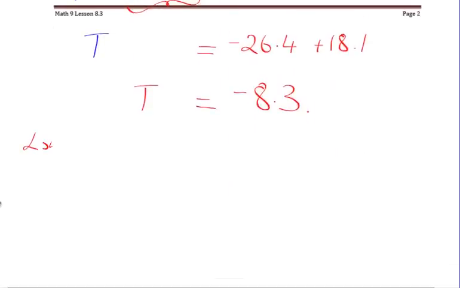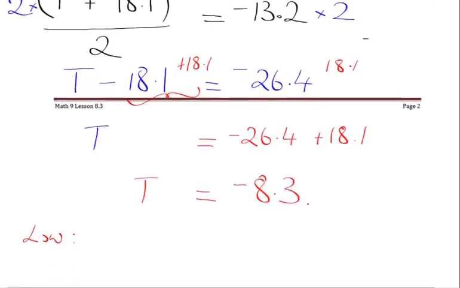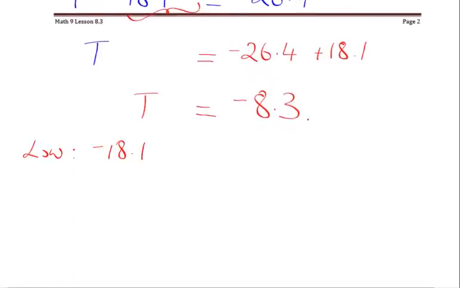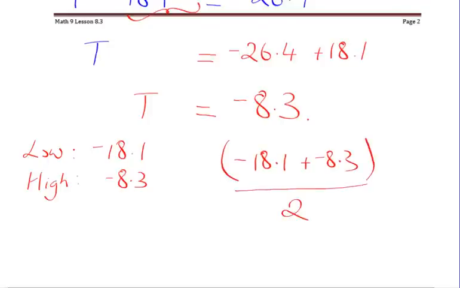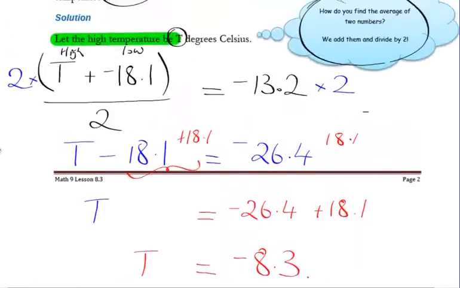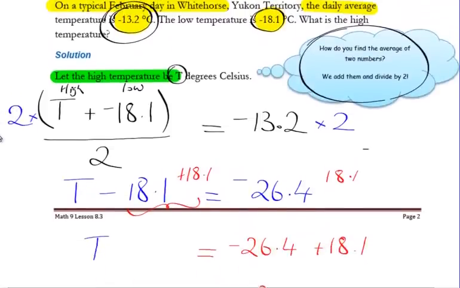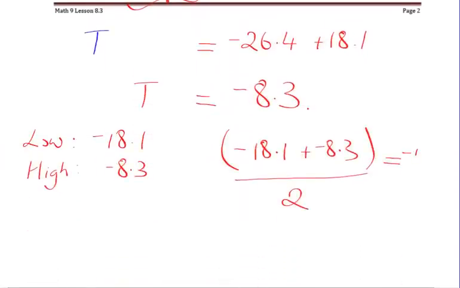Now, the low temperature of the day was negative 18.1. The high temperature for the day we've just determined to be equal to negative 8.3. The average of those two numbers, negative 18.1 plus negative 8.3, all divided by 2 because it's an average. What does that come out to be equal to? Well, we should find that comes out to be equal to what they told us was the average temperature for the day, negative 13.2.